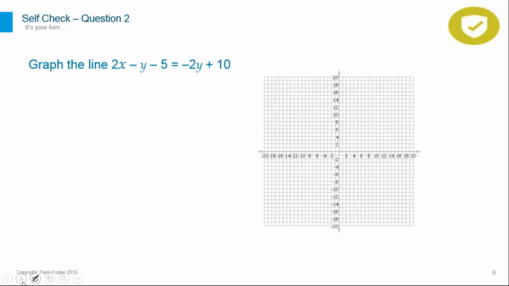Next question is a practice question. Let's read the question, take your time, do the problem, and then come back for answer. Graph the line 2x minus y minus 5 equals to -2y plus 10.